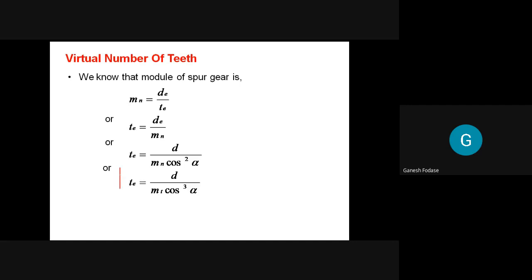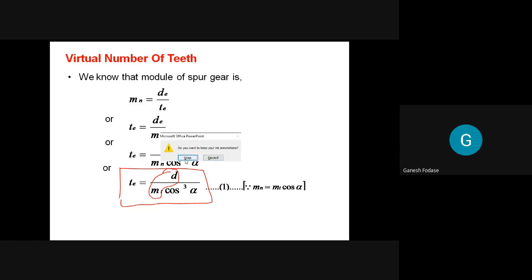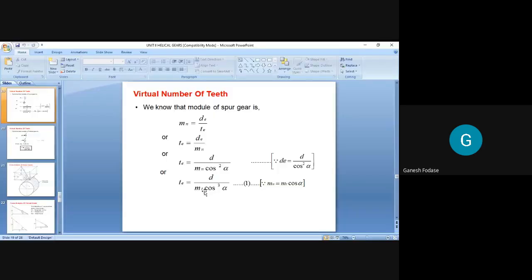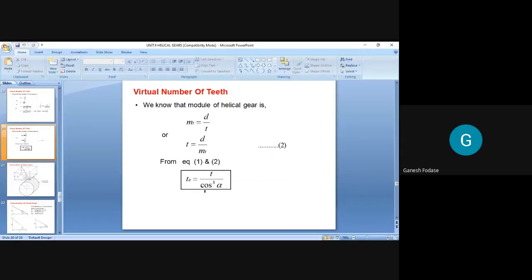For the virtual number of teeth, T equivalent is equal to D upon Mt into cos cube alpha. Further, in terms of T, this expression is nothing but T. So T equivalent is equal to T upon cos cube alpha.